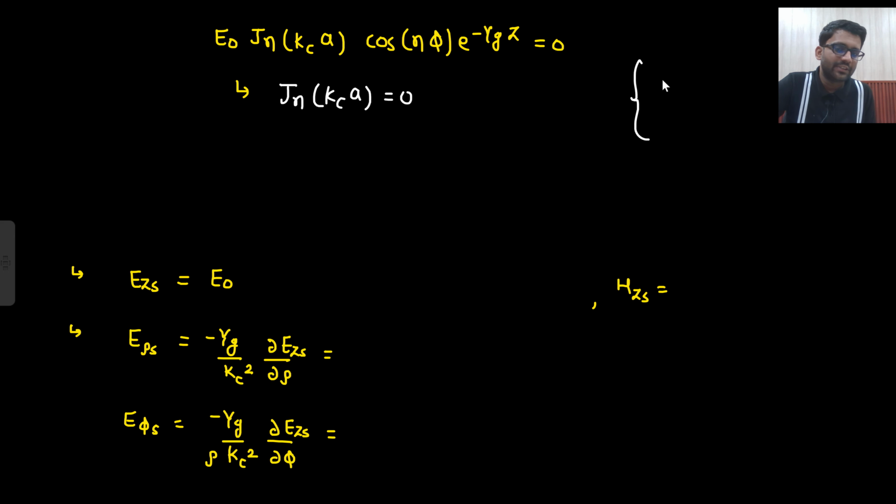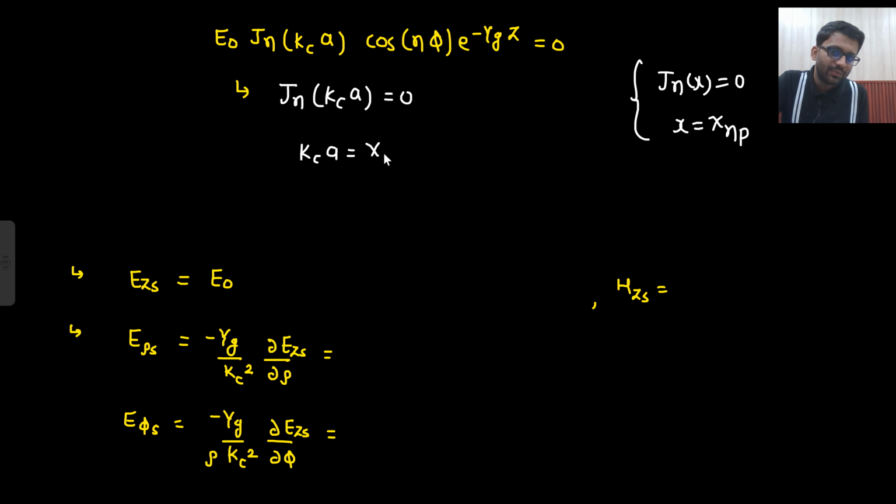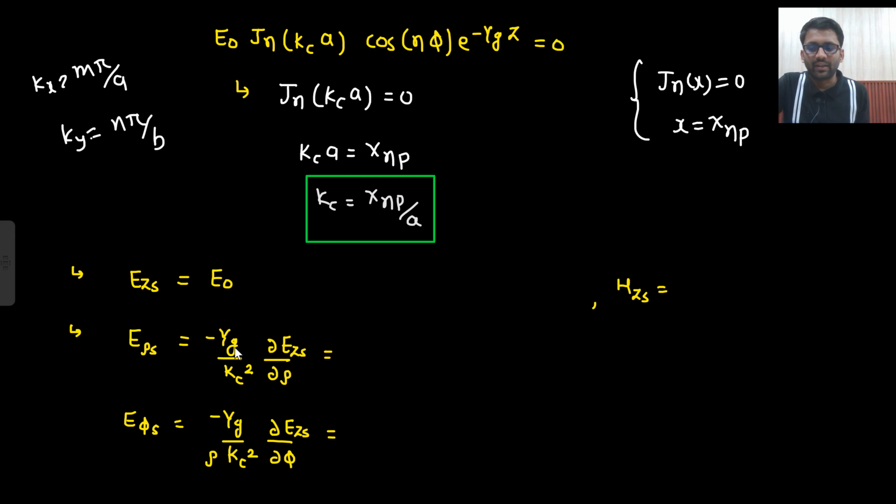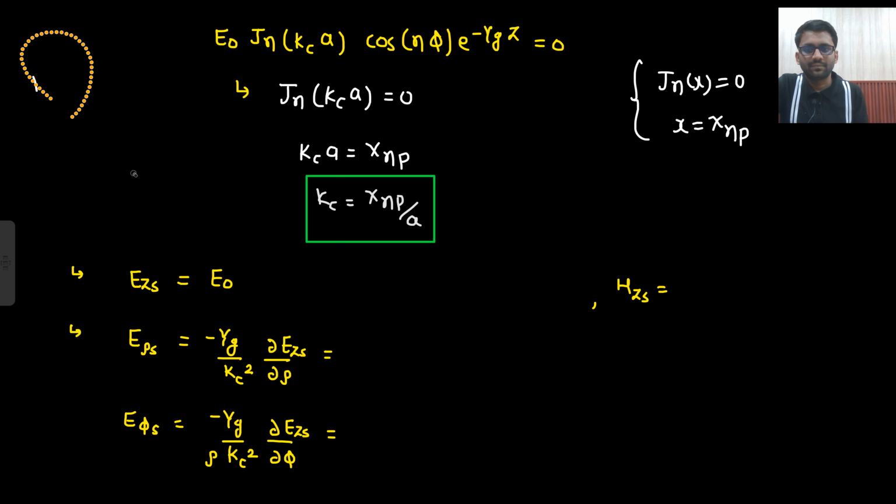And if Jn x is 0, then x is equivalent to x n p. So if Jn Kc a is 0, then Kc a equals x n p. So what is the value of Kc you are getting? x n p by a. In the previous case, in the rectangular waveguide, we were getting the value of Kx as m pi by a and Ky as n pi by b. But what is happening here? In this case, only the Kc value we need to find, that is coming out to be x n p by a.